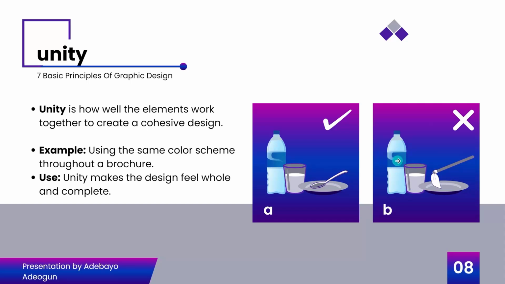See this, we have the bottle, the cup, the plate. But look here, this angle, we are having it turning downward. You can see this one is facing upward here. You don't make it now go the other way. You maintain a consistent flow. There has to be unity in your design.